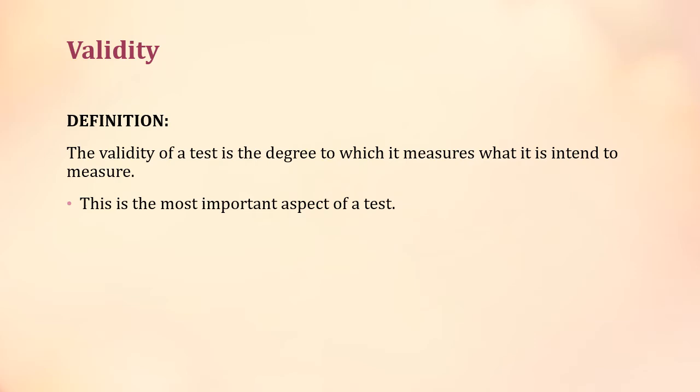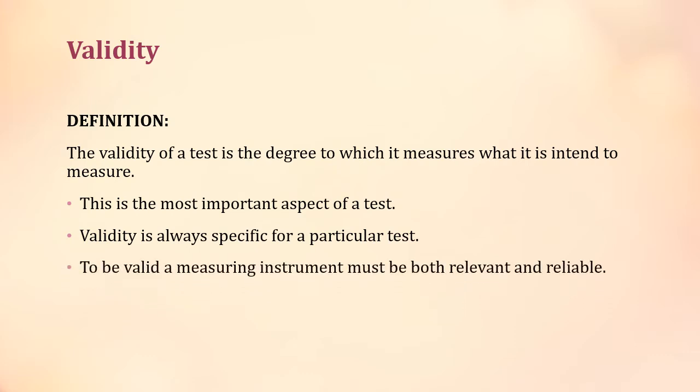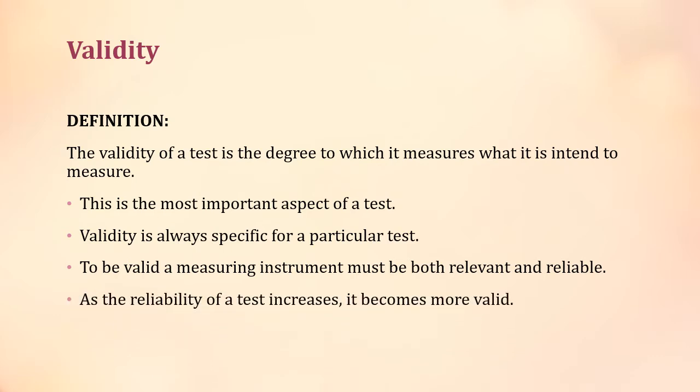So this is the most important aspect of the test. Validity is always specific for a particular test. To be valid, a measuring instrument must be both relevant and reliable. Means if I say in a simple manner, a BP instrument, the sphygmomanometer, is made for checking the BP. So whether the sphygmomanometer is checking that BP or not, that checking is the validity. As the reliability of a test increases, it becomes more valid.